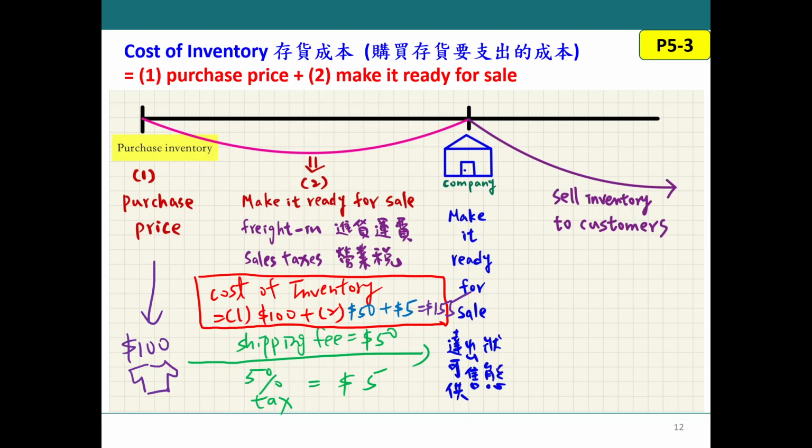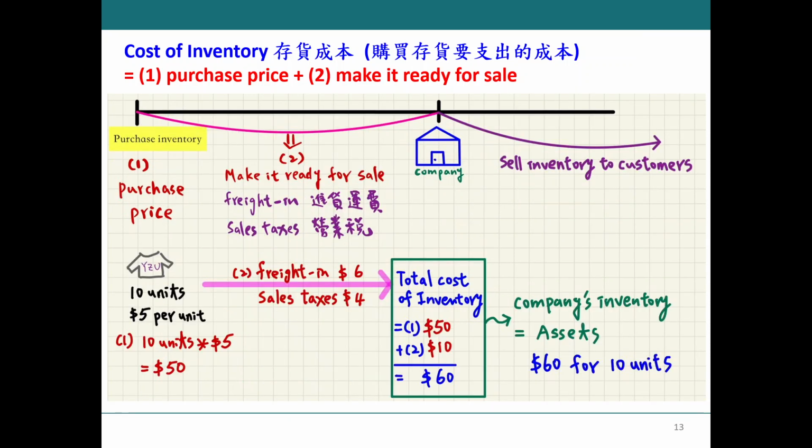No problem? Okay. So I use another case, with the numbers I told you. For example, in this case, we assume we want to buy t-shirts for YDU. I want to buy 10 t-shirts for YDU. Each one, the selling price is $5, okay? So totally, how much money do you have to spend for the t-shirts? 10 units, each one $5. So the purchase price totally should be $50 for 10 units, right?